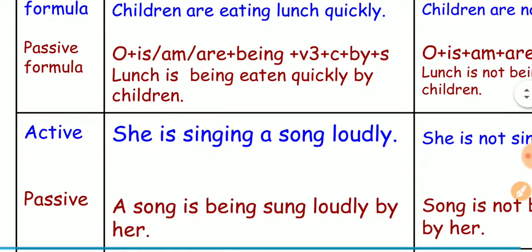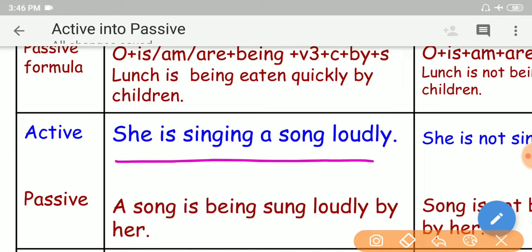Go with the other example in present continuous tense. She is singing a song loudly. Is plus V4 form is continuous tense. How to convert it into passive voice?